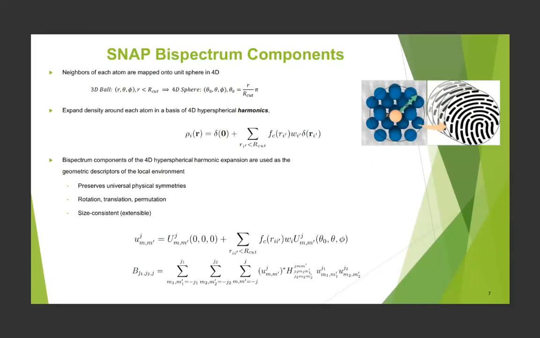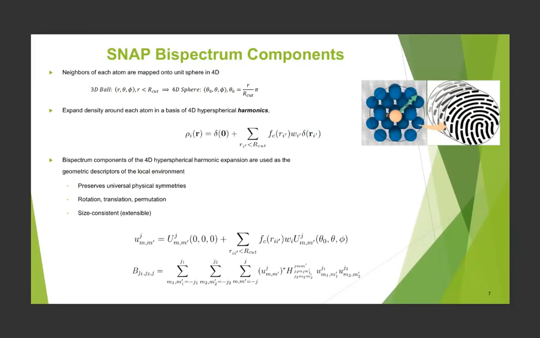So instead of sitting in normal 3D space, now the neighbor atoms are projected onto the surface of a sphere in four dimensions that's represented by three polar angles. The nice thing about that is by eliminating the radial coordinate, we now have something that is purely an angular representation, and we can actually use four-dimensional hyperspherical harmonics as a way to expand the density of neighbor atoms on the surface of this four-dimensional sphere. So this expansion, of course, is infinite, but we only take the lowest order basis functions in that expansion.